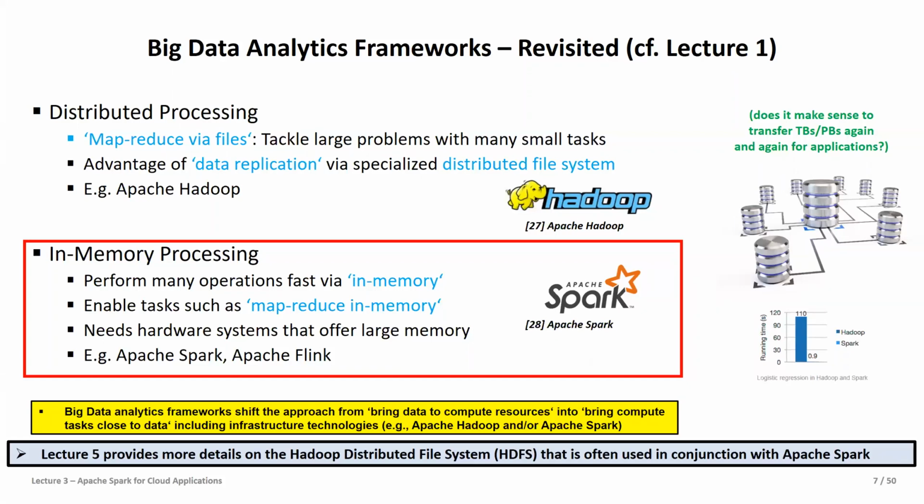Of course, both are still intertwined because of the distributed file system, but this is an important consideration. And this is something we see on the right-hand side here, with logistic regression as an example. When you compare Hadoop against Spark roughly, you will see that the running time is enormously faster for a simple classification model like logistic regression.